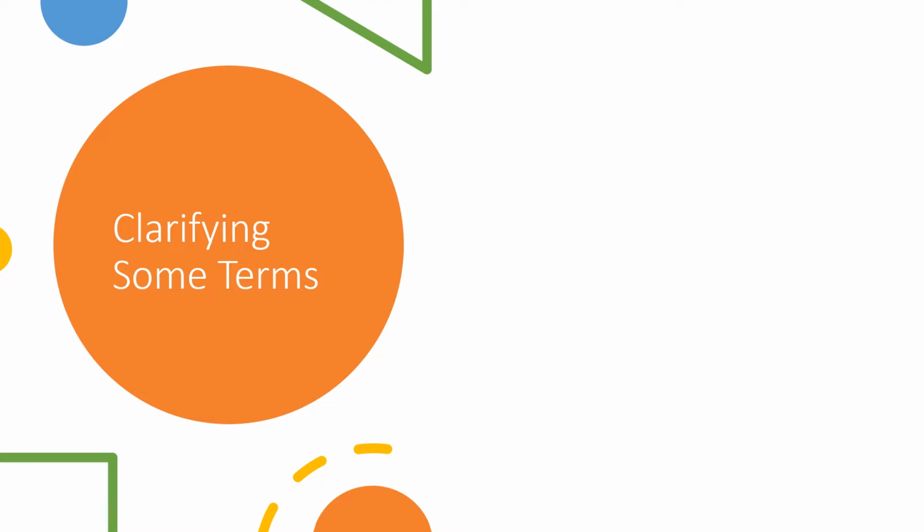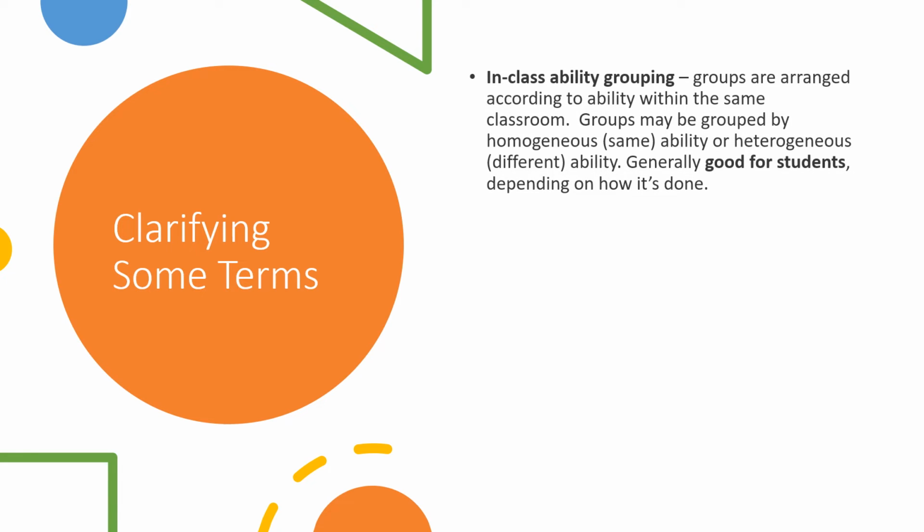First, let's clarify some terms. When we say in-class ability grouping, we're talking about groups that are arranged according to ability within the same classroom. Groups may be grouped by homogeneous, same ability, or heterogeneous, different ability. If you're grouping students that have the same reading level together, for example, you are grouping homogeneously. If you group students with different reading ability levels together, you are grouping heterogeneously.